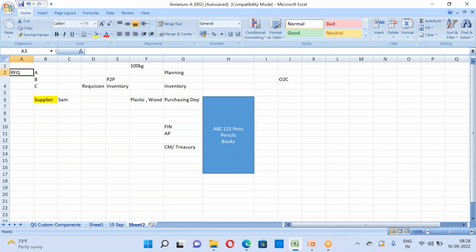So as a return to the RFQ, the supplier will say that I'll provide the 100 kgs of plastic and wood at a cost of, let us say, 20 rupees per kg. Supplier A, supplier B may quote less, and supplier C may quote more than 21. So this return will come in the form of a quotation, right?